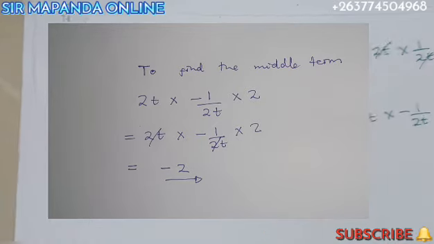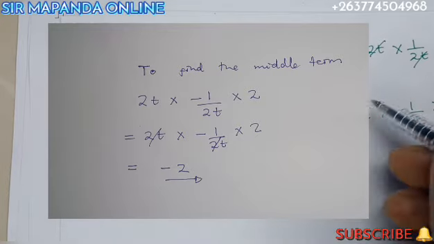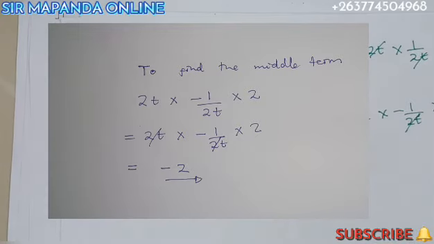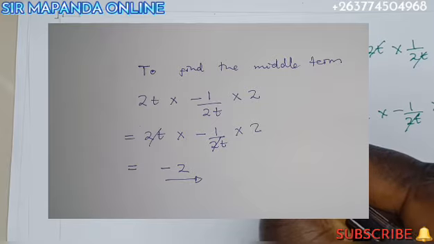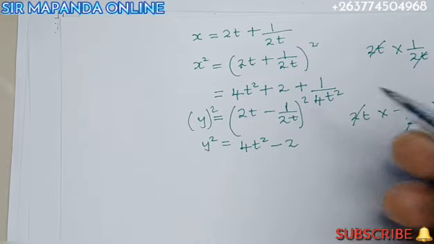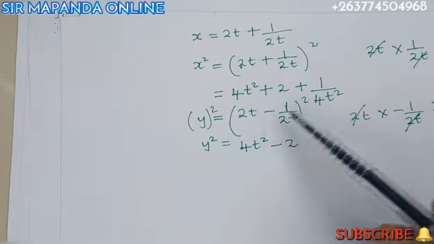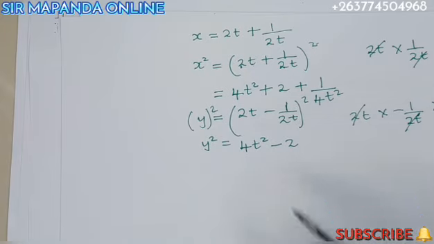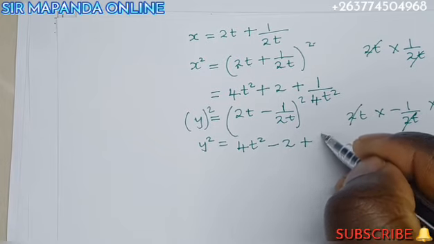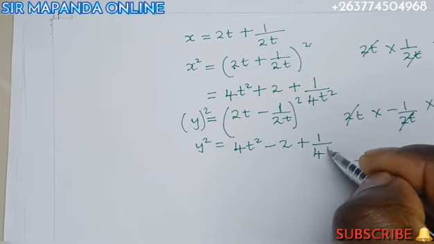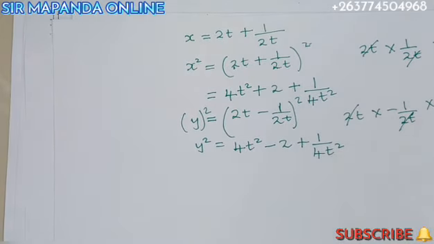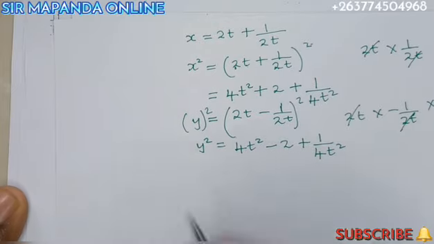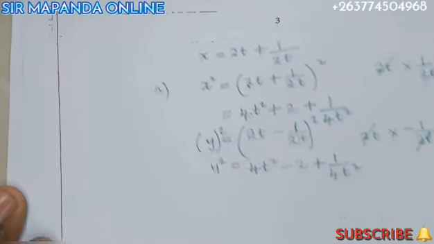This is the way you find the middle term. So 2t and 2t, they cancel off each other. Then minus 1 times 2, you get minus 2. Then the last term, minus 1 over 2t, is going to be raised by power 2. It becomes positive. So you get plus 1 over 4t squared. Remember, a negative number raised by an even power is positive. So these are the expressions required for part A of the question.